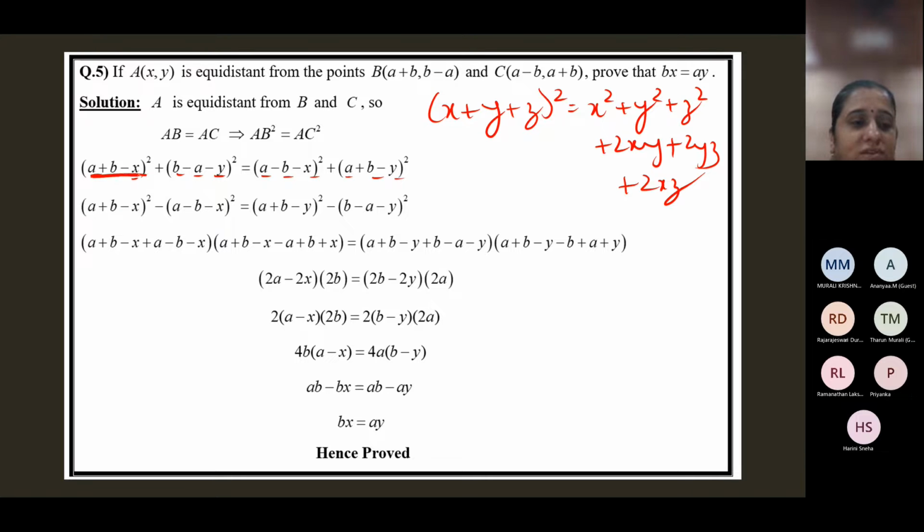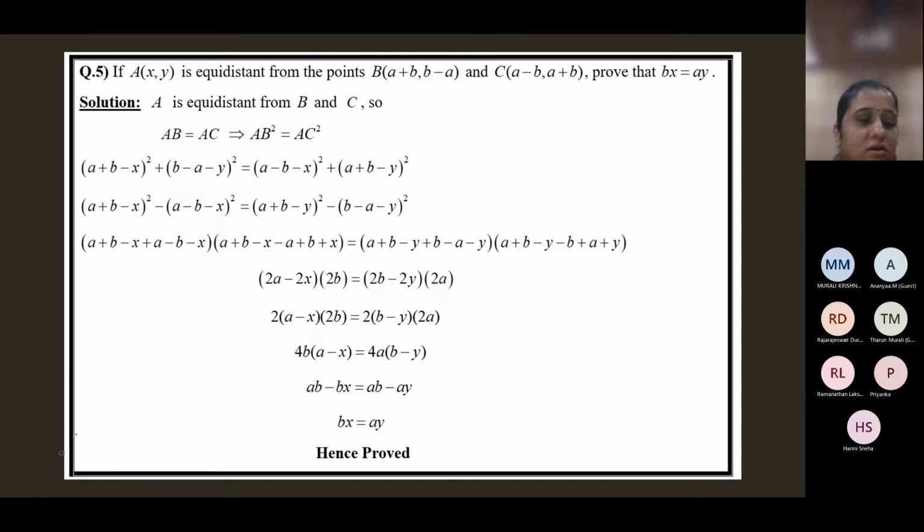This is X plus Y plus Z the whole square, X plus Y plus Z the whole square. There are 3 terms. You'll have to square these 3 terms. So they come into this formula. X plus Y plus Z the whole square is equal to X square plus Y square plus Z square plus 2XY plus 2YZ plus 2XZ. That's going to be a little time consuming. You can do that.